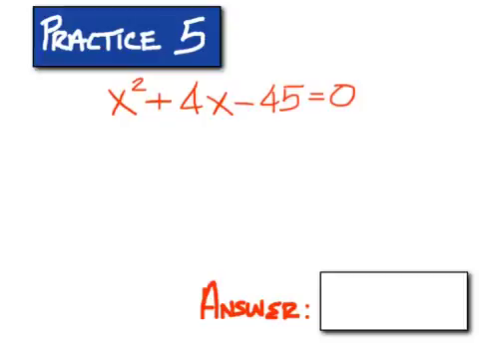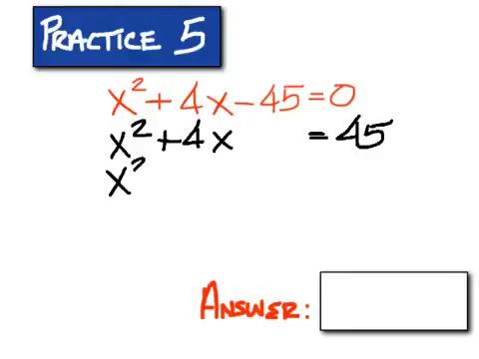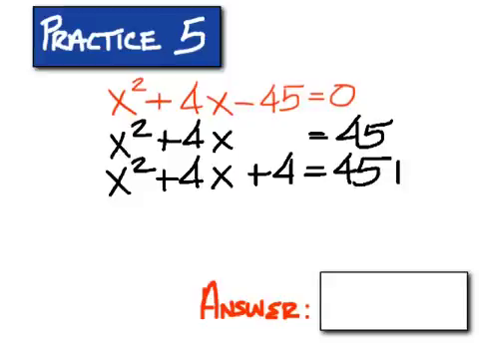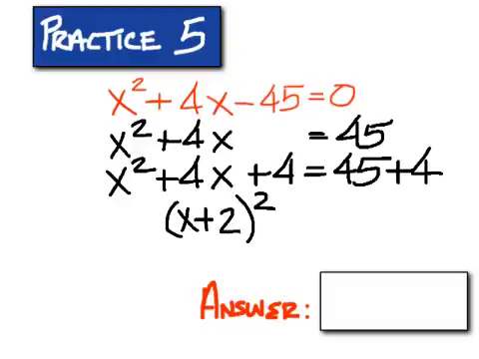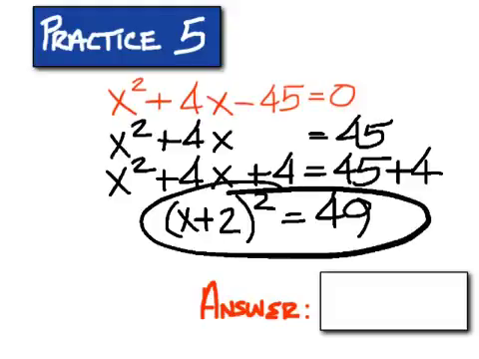Alright, here comes a bonus problem. Okay, step 1 is x squared plus 4x equals 45. Step 2 is half of 4 is 2. Square that to get 4 and add it to both sides. Step 3, you need the quantity squared of x plus 2 equals 49. If you have this up here on the table, come and get it.